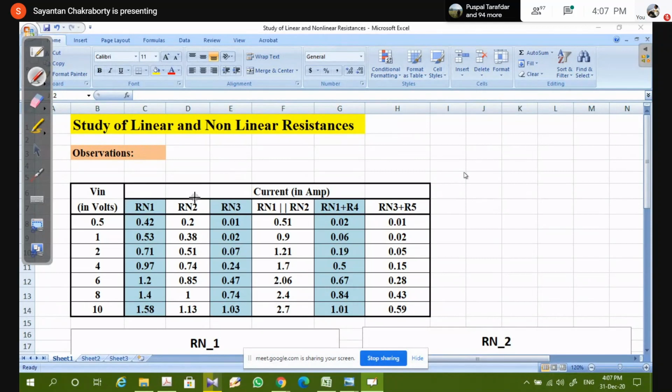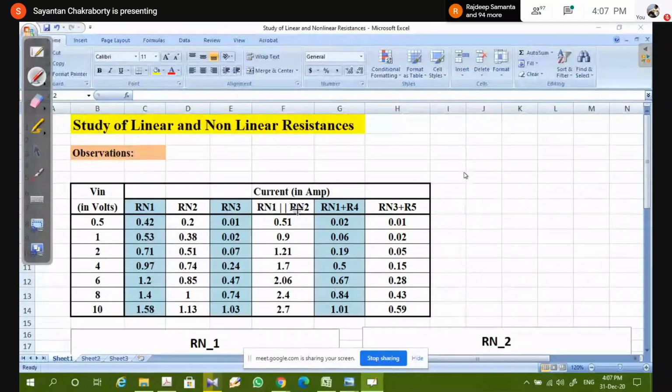This is the VI data for RN2, this column. This is for RN3. They're independently taken. Okay. And we have omitted R4, R5, R6, since they are linear resistances, there is no need to go for these VI characteristics. We assume academically that they behave in a linear fashion.